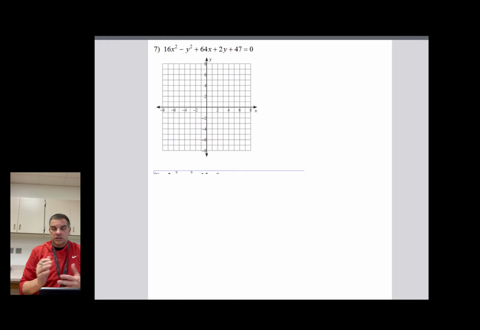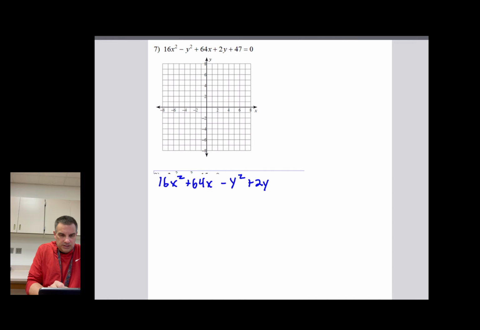Okay, so just like we've always done when we are simplifying these, we're going to go ahead and rewrite them, putting our x's together and our y's together, and because it has to equal 1, we'll move the number to the other side. So that's 16x squared plus 64x minus y squared plus 2y is going to equal negative 47. Okay, so there's step 1.